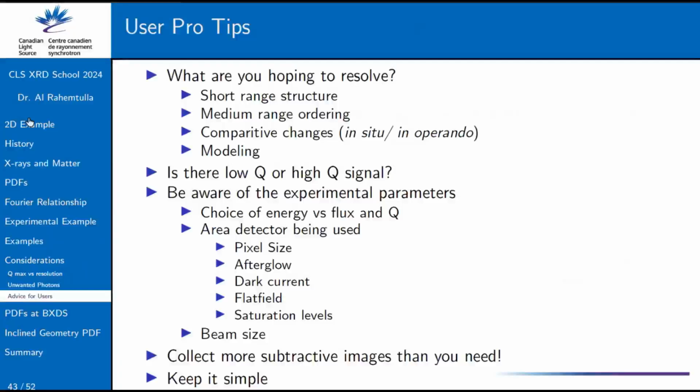Also be aware of what detector is being used. Detectors aren't perfect, and every detector has its own quirks. Because we work with our detectors every day, we know the quirks really well, and it's going to be helpful for you to be aware of some of those things. So important things that you should know are pixel size. And then in terms of quirks, things like, does your detector have afterglow?